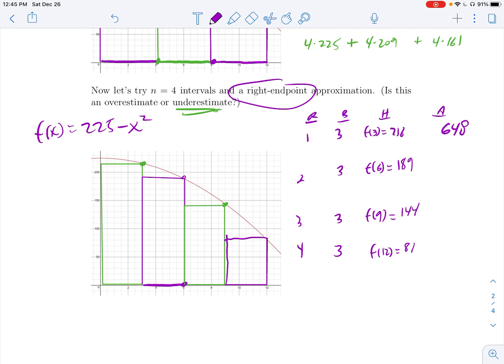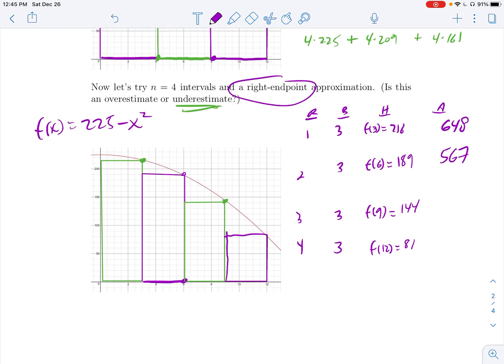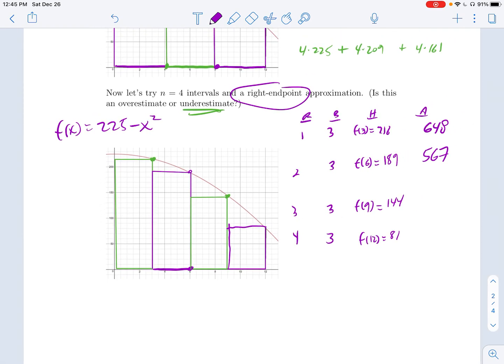Sorry, I'm blanking on this. So 567. I should have had a calculator handy. Maybe I'll grab one in a second.